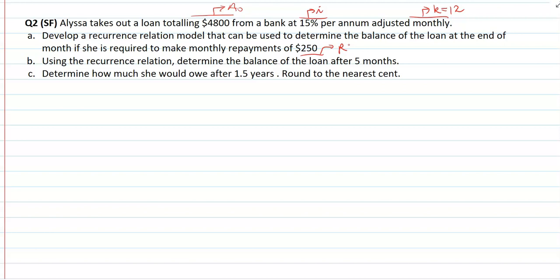For part B, we want the balance after 5 recursions, so we're after our A5. And in terms of part C, we want the balance after 1.5 years. So doing a very quick calculation, 1.5 years times 12 months, 18. Which means that we're after the A18 or 18 recursions.